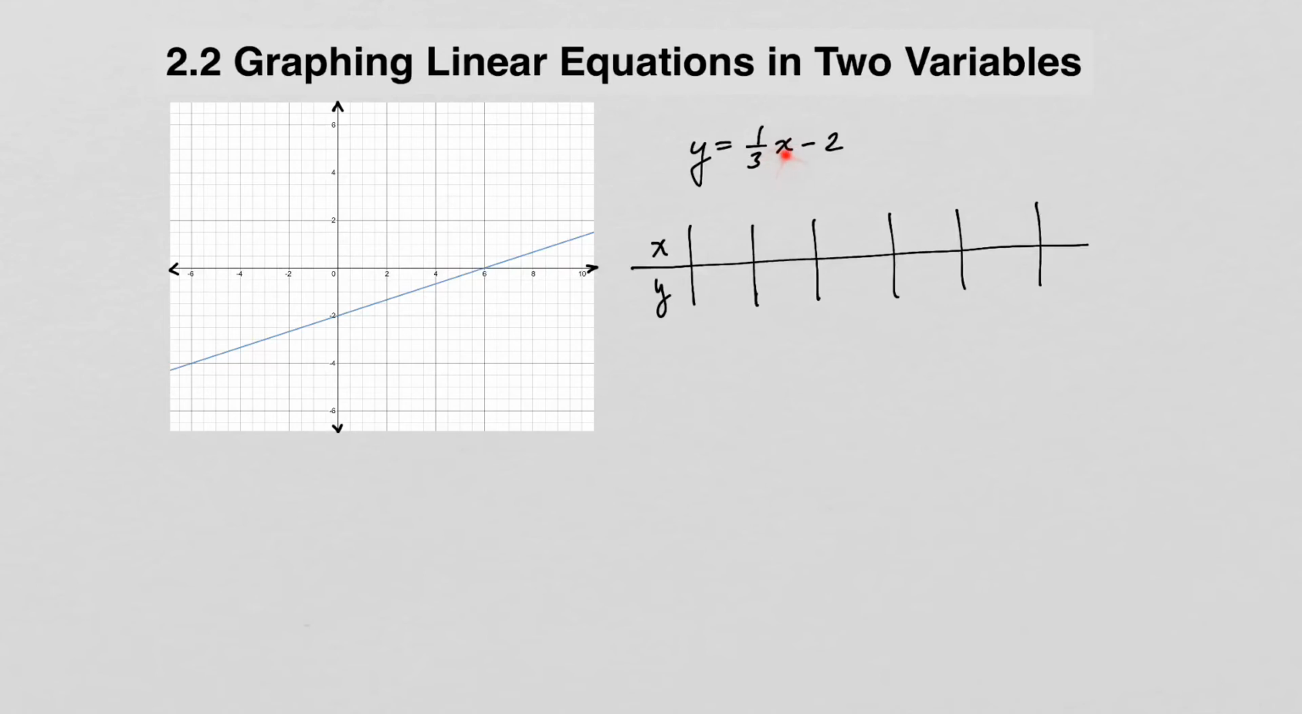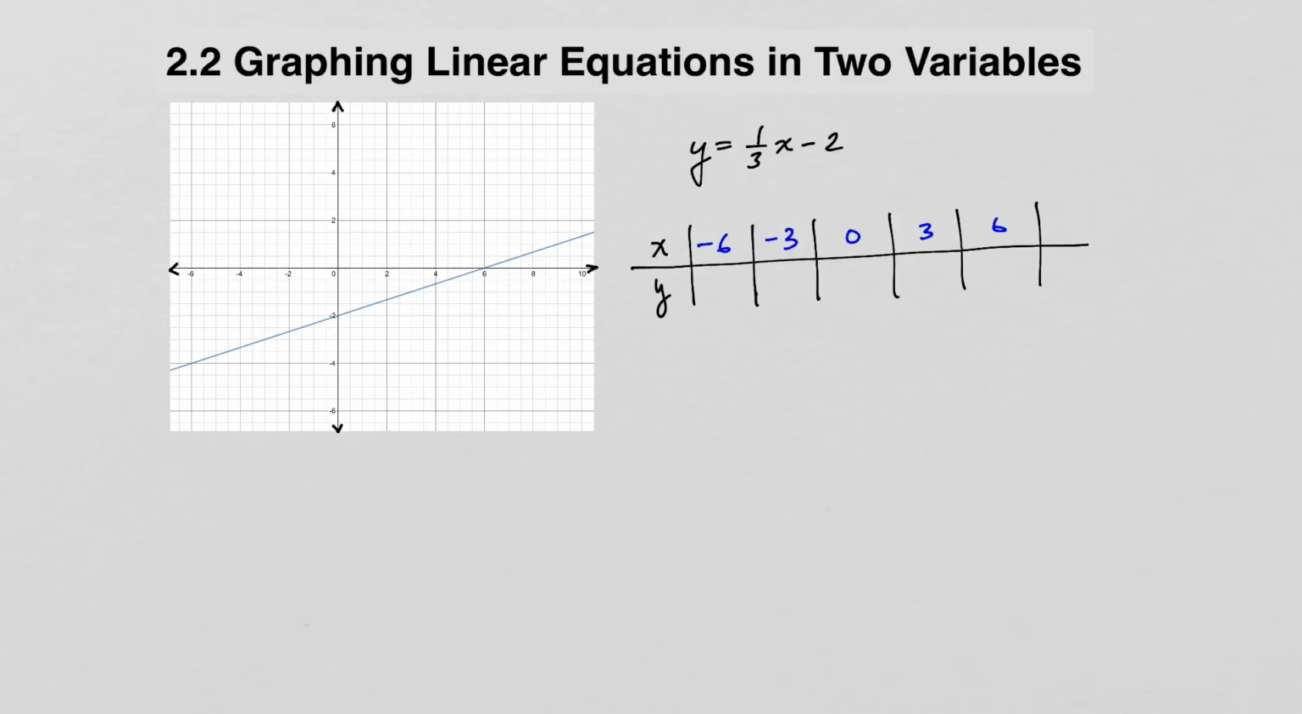I'm going to pick values of x that make this computation a little bit simpler. I'm going to pick x equals -6, -3, 0, 3, and 6. The reason I'm picking those is because when you multiply those x values by 1/3, you get a whole number. So let's just look at an example, and then I will fill in the rest of the table.